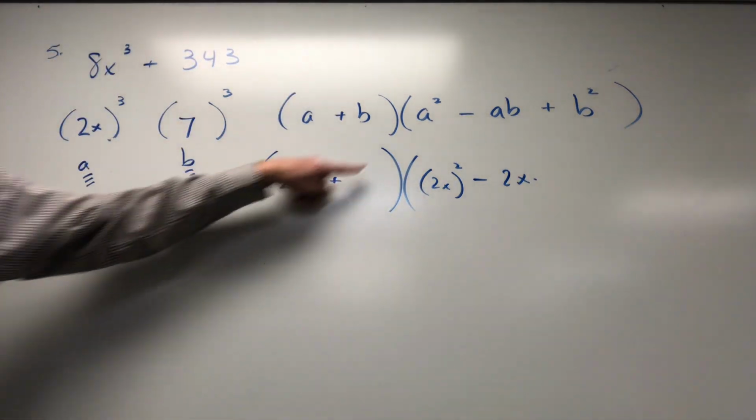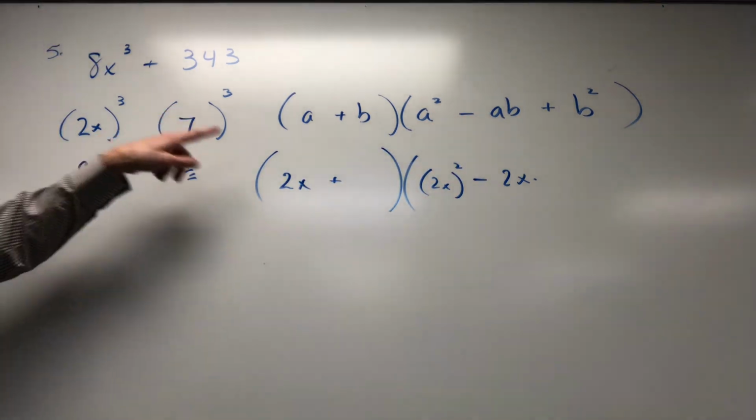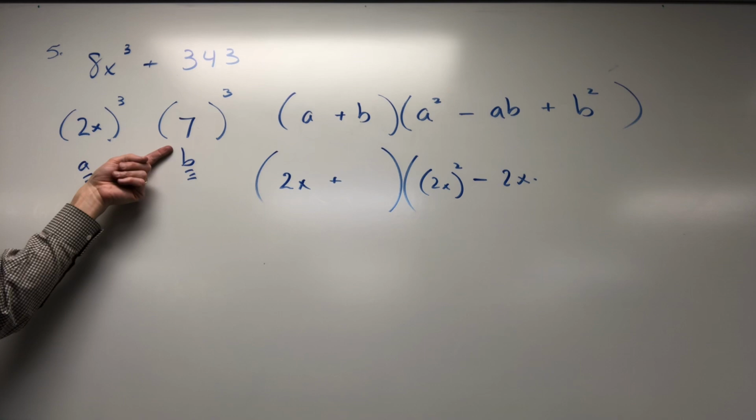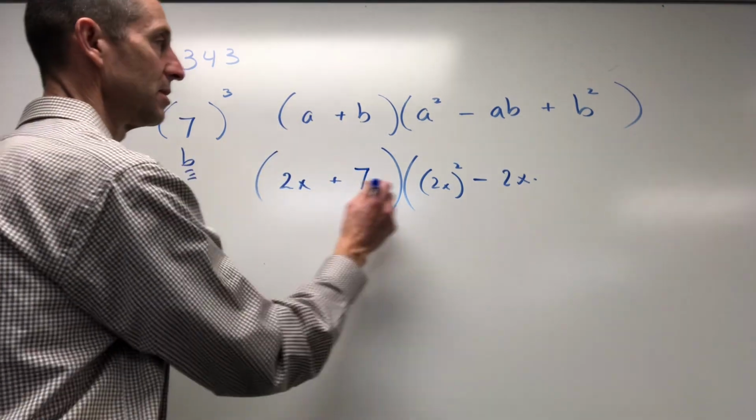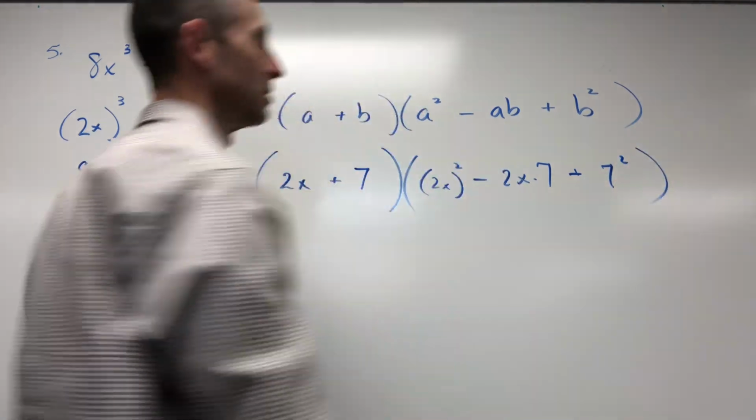Here's an a, here's a 2x. Everywhere we've got a b, we're plugging in a 7. So here's a b, there's 7.